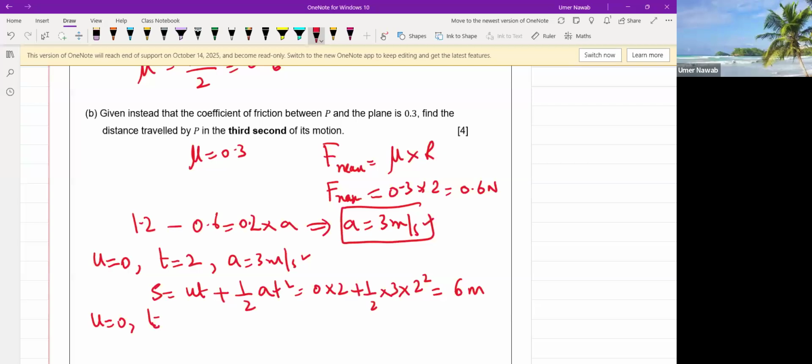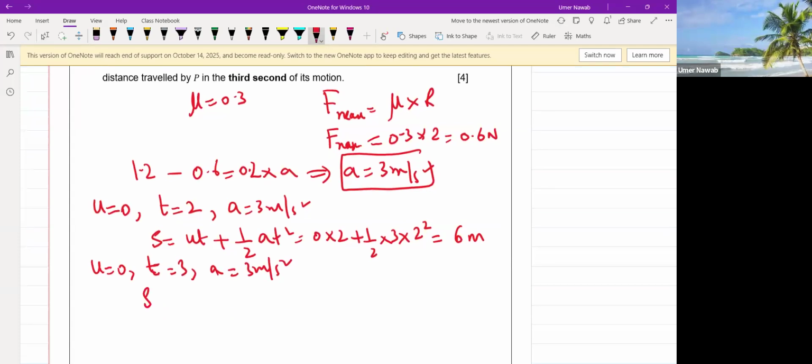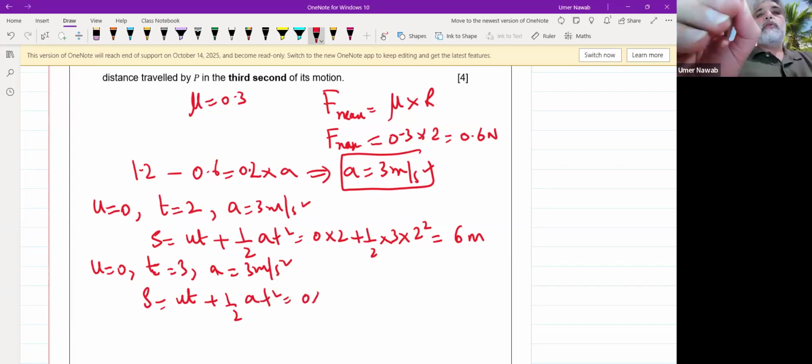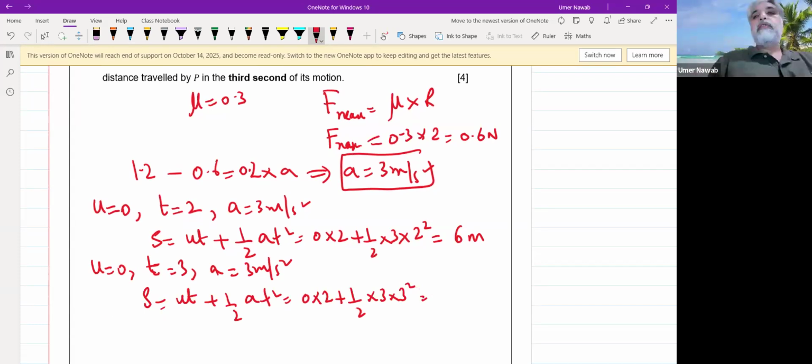And t is equal to 3, acceleration is 3 meters per second squared. So s is equal to ut plus half at squared. So 0 times 2 plus half times 3 squared. So I think I'm going to get 27 over 2. So 27 over 2 is 13.5 meters.